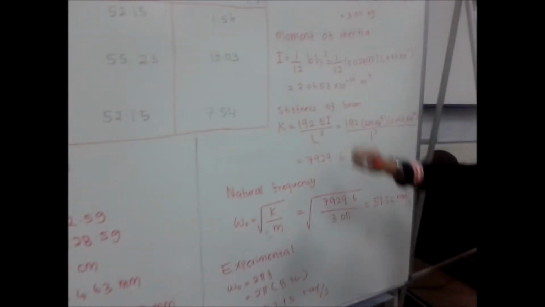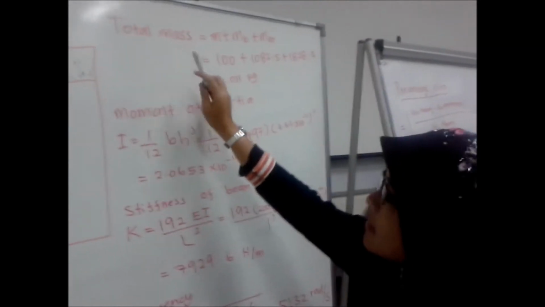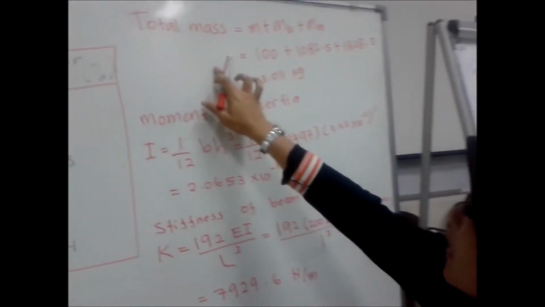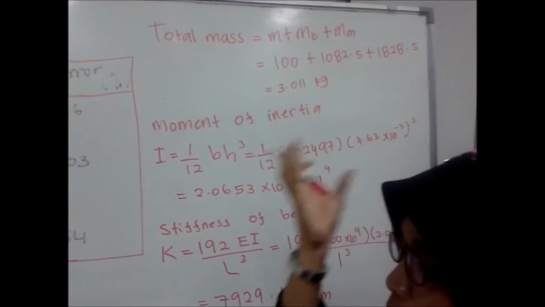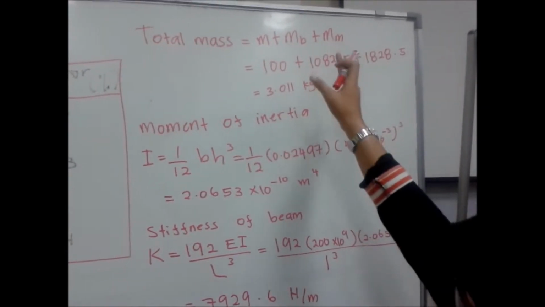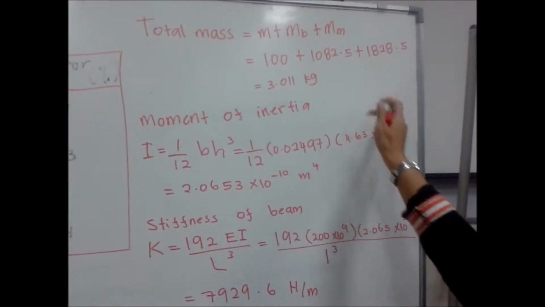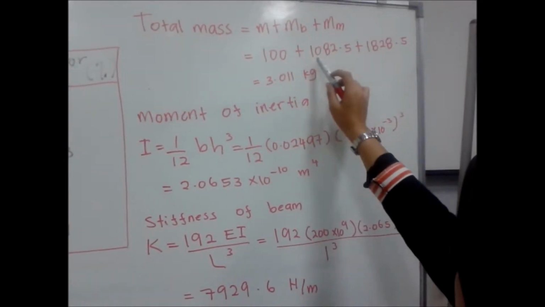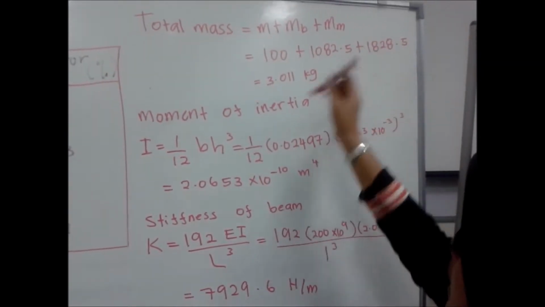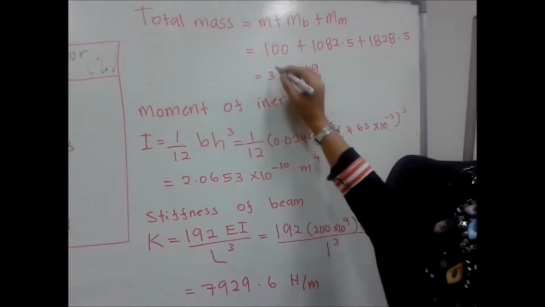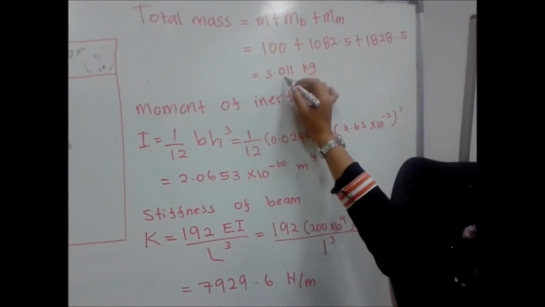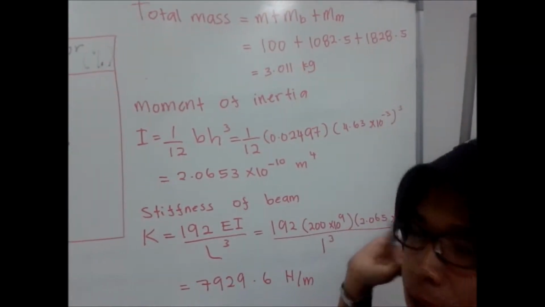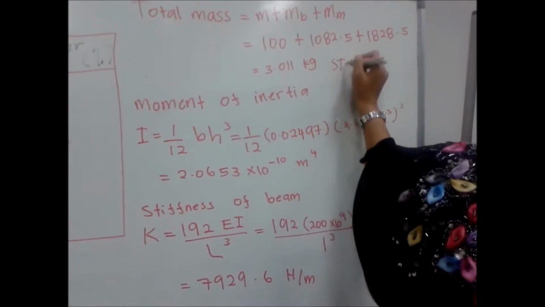Firstly, I calculate the total mass. Total mass includes the mass of the weight, the mass of the motor, and the mass of the beam. Mass of the weight is 100, and then mass of beam this, and then this. Then I get total mass 3.011 kg. It must be in SI unit.